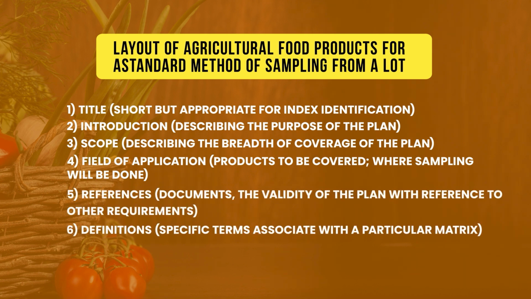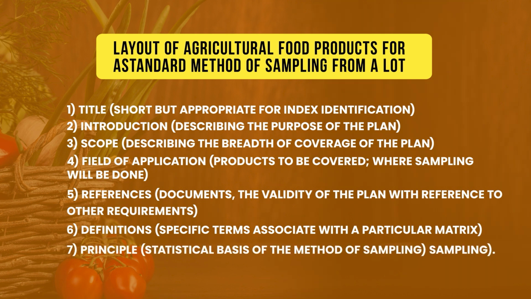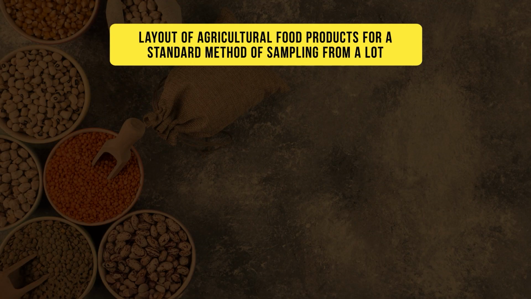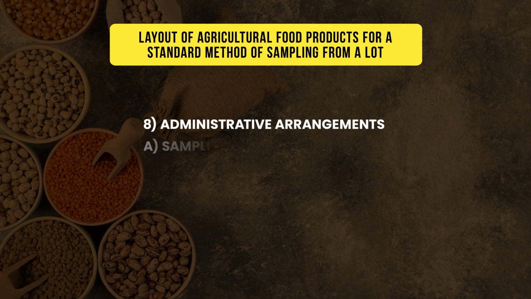Definitions we must mention. Specify terms associated with particular metrics, because if the definition of terms used is not properly understood by the stakeholders involved, it may lead to problems. Principle, a statistical basis of method of sampling, it must be specified. This is the layout for a standard method of sampling for any lot. This is as per the given standard. Administrative arrangements have to be taken care of.